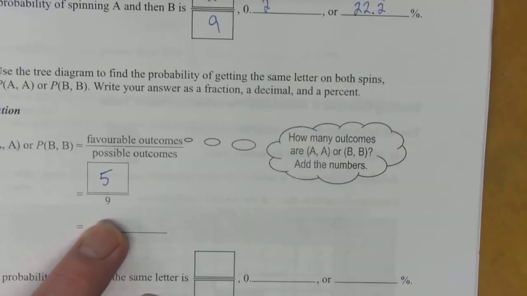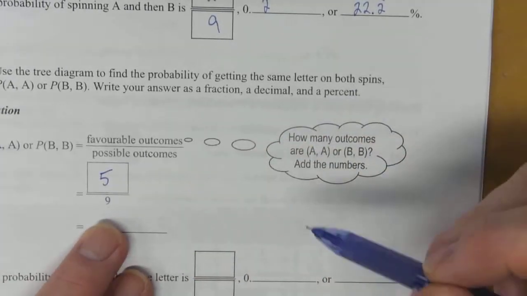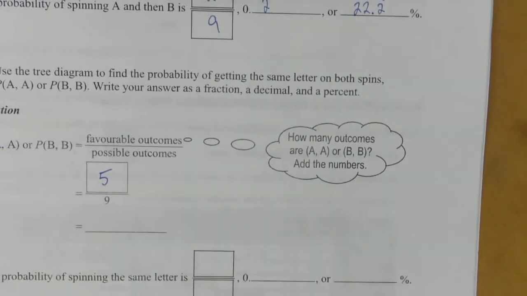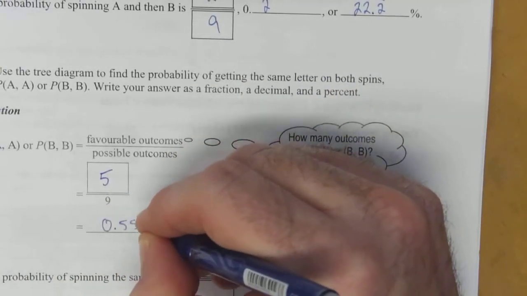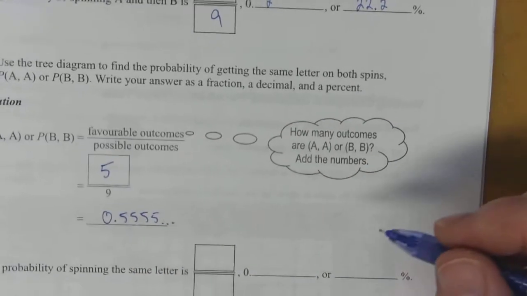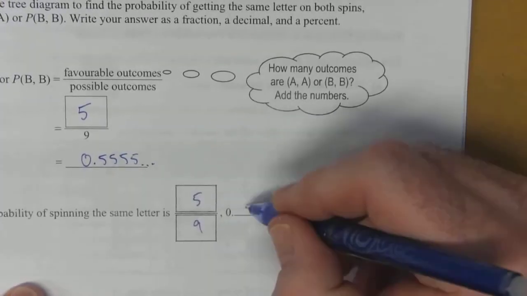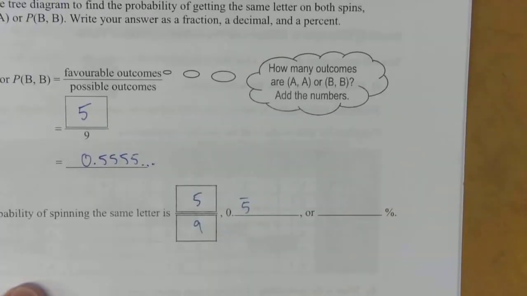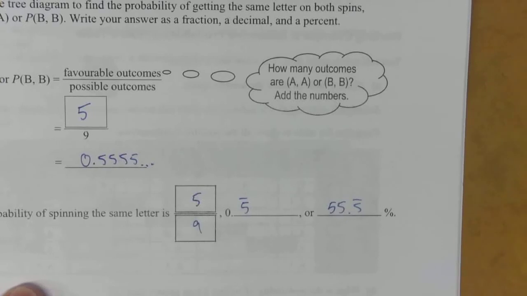The total number of outcomes hasn't changed. It's still 9, but the favorable has changed because the question changed. So 5 out of 9 is 0.5555, etc. So it's a repeating decimal. So 5 over 9 is our fraction. 0.5 with a bar is our decimal. And then our percent is 55.5 with a bar over percent.